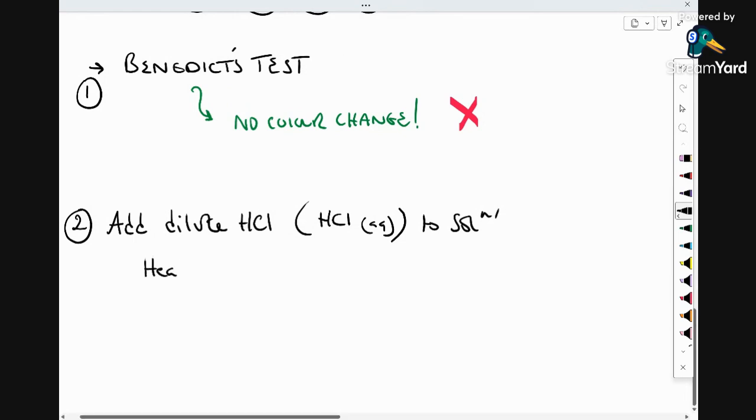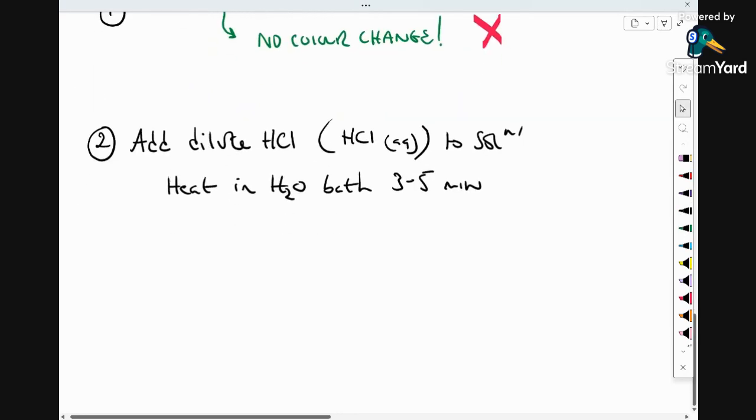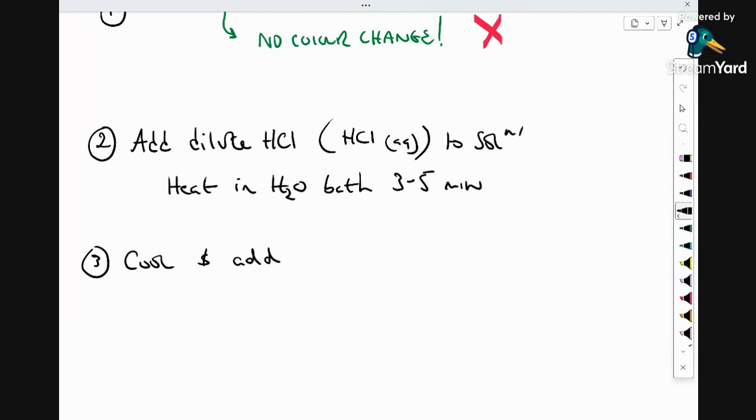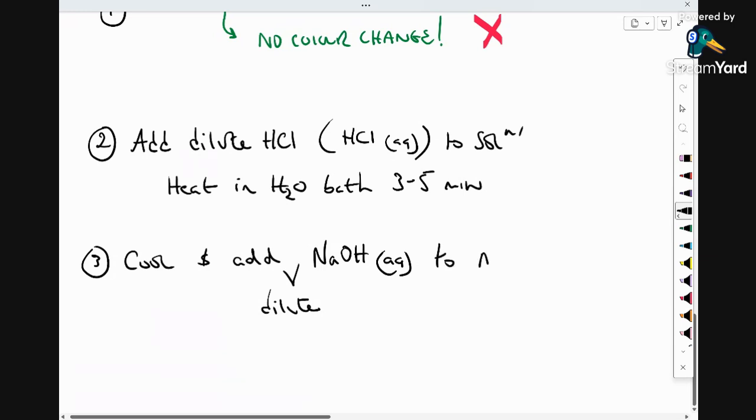And we need to heat it up in the water bath for a further 3 to 5 minutes. What we then need to do is let it cool to room temperature and add an alkali to neutralize this acid. So what we add is usually dilute sodium hydroxide, so sodium hydroxide aqueous, dilute, to neutralize the acid.